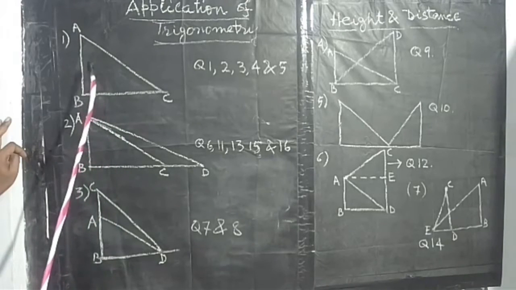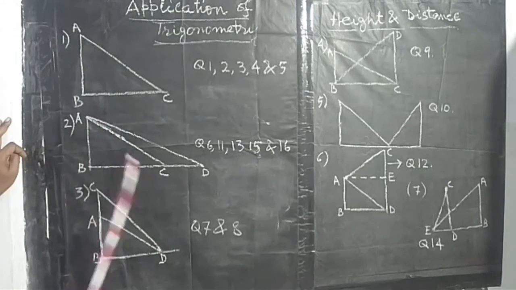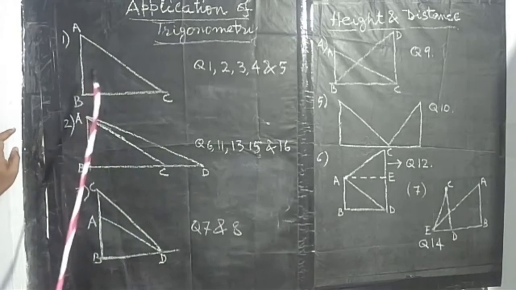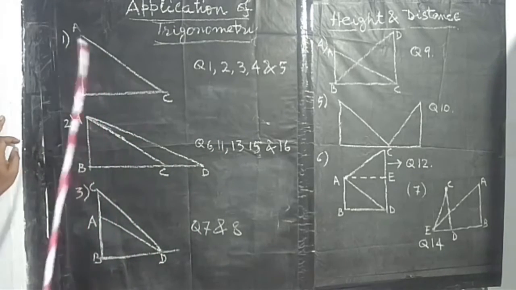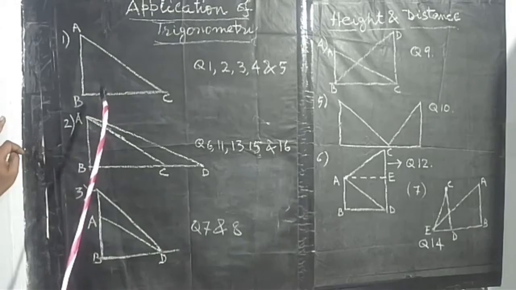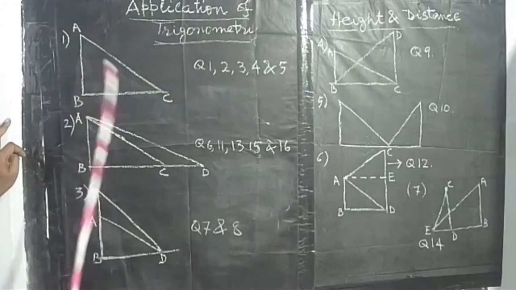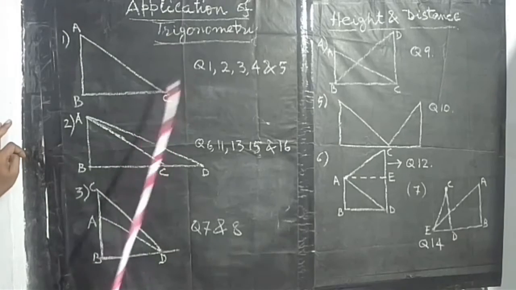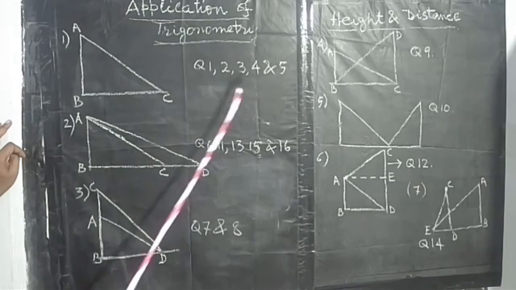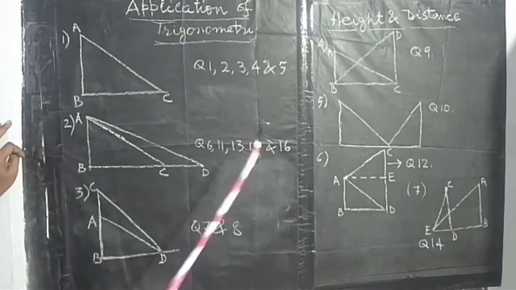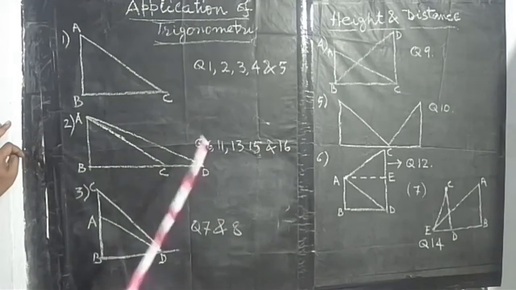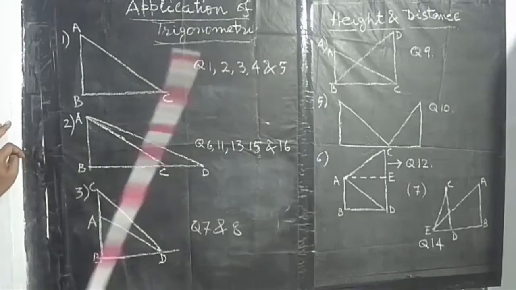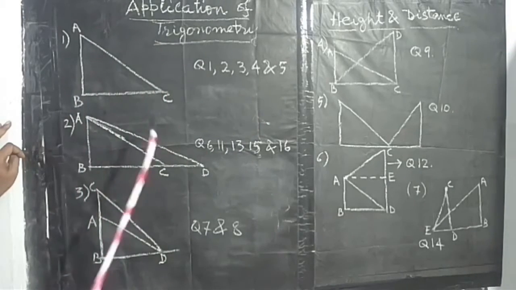There may be one right angle triangle or two right angle triangles, maximum. First type is just a single right angle triangle. Based on this figure, questions 1, 2, 3, 4, 5, these 5 questions in your textbook, the figure is the same for all 5 questions.